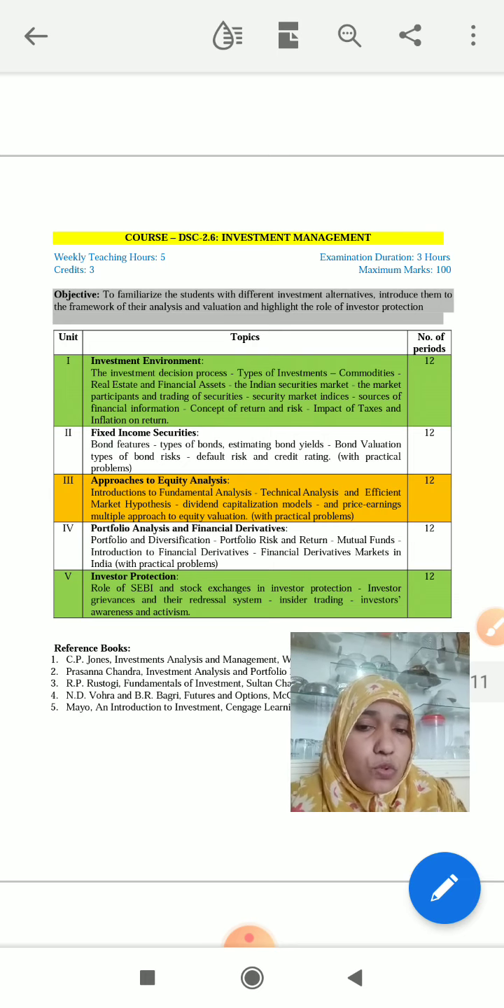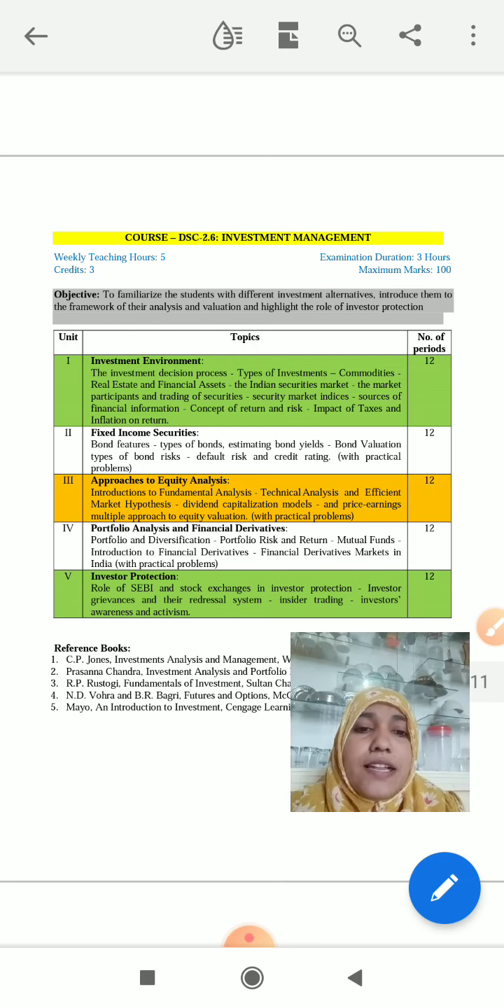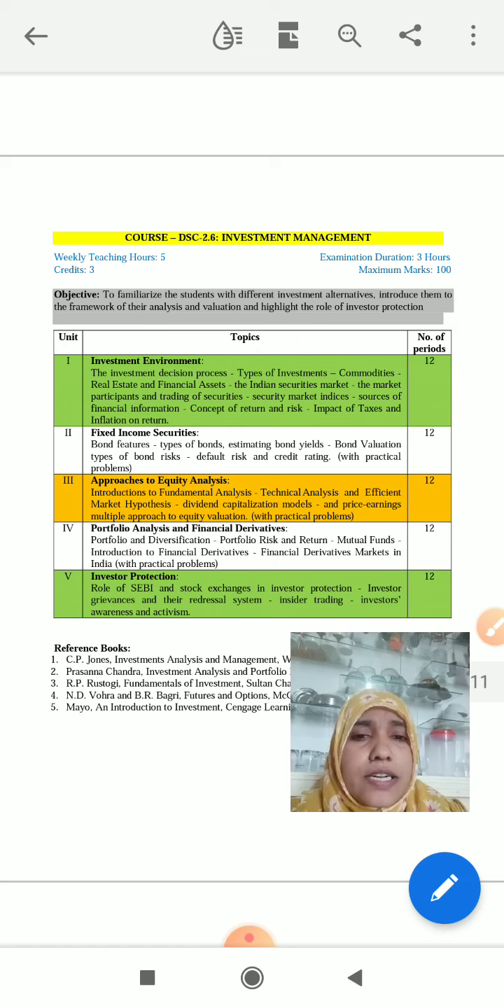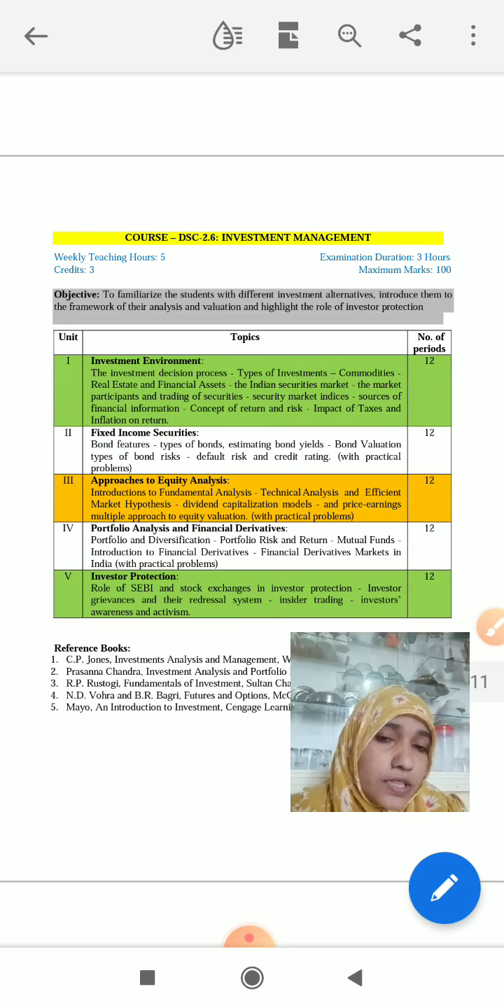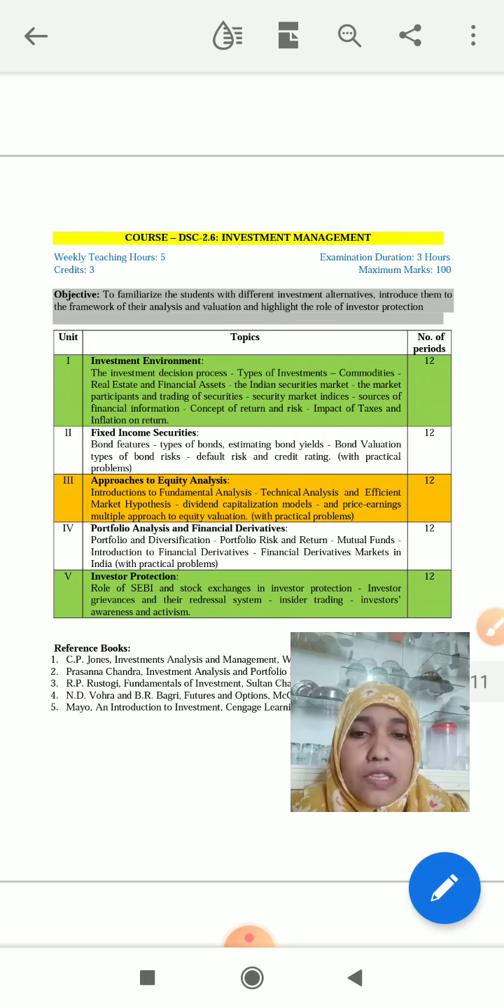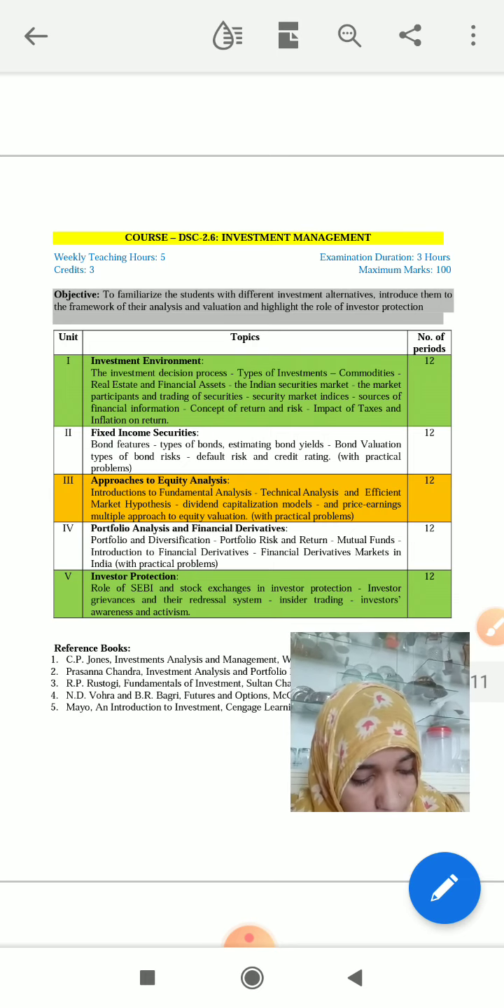Now let's move to the fourth chapter, that is nothing but portfolio analysis and financial derivatives. So my dear students, this chapter is based on portfolio and diversification, portfolio risk and return, mutual funds, and introduction to financial derivatives markets in India, which involves practical problems. This chapter is also based on both theoretical and problematic concepts. So briefly, we are going to get to know what portfolio analysis and financial derivatives are.